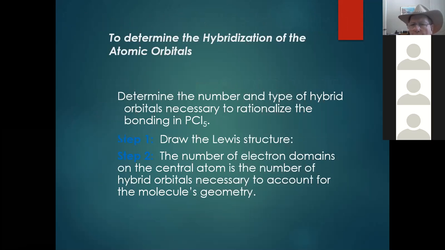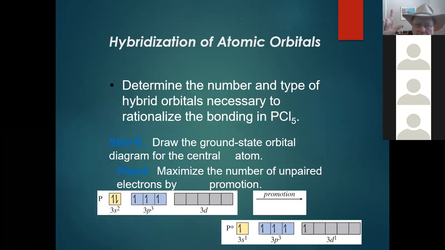Step 1, when you're doing this, determine the Lewis structure. Determine the electron clouds around the center atom. Then determine the number and type of orbitals necessary to rationalize the bonding. PCl5 has 5 clouds around the P. Therefore, I need 5 orbitals: s, p, p, p, d.